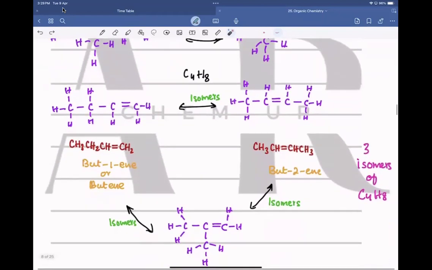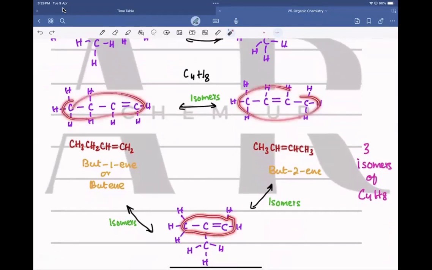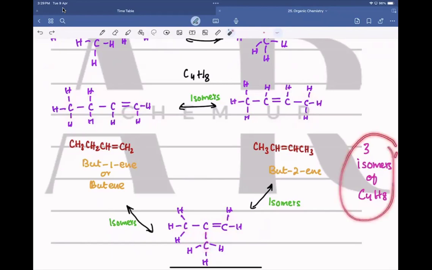So see, instead of keeping the 4 carbon atoms in a straight chain, I'll keep the 3 carbon atoms over here and put 1 carbon atom in the middle, making it a branch structure. So see, we will get 3 isomers of C4H8. Is this clear? Yes, sir. Okay.